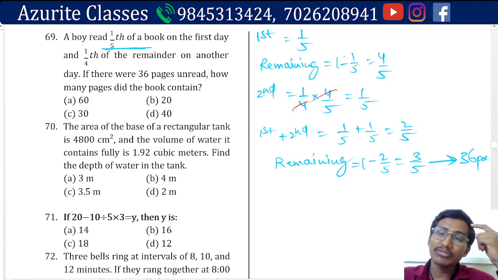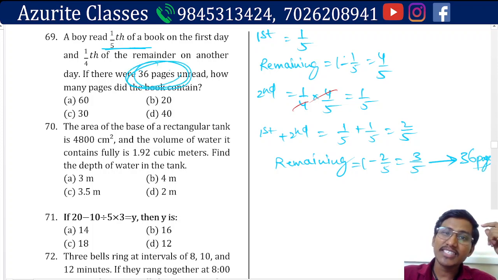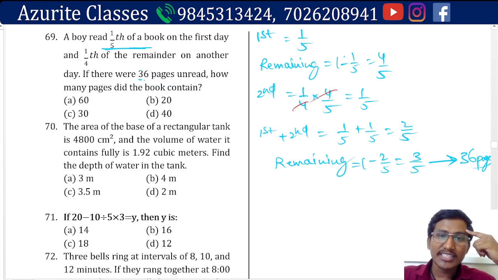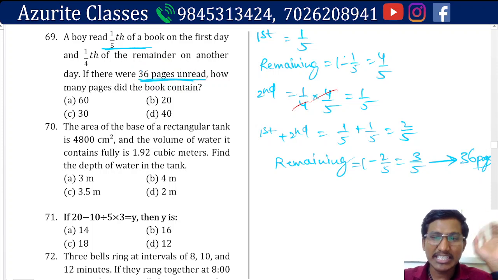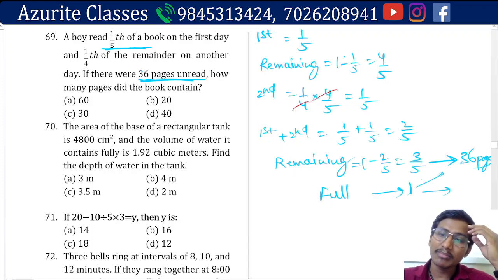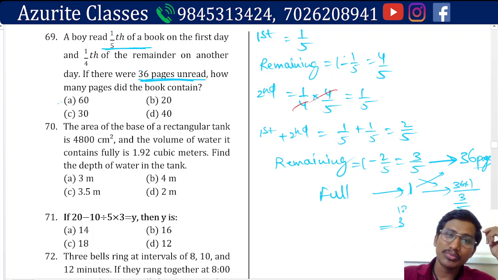They have given 36 pages, right? So 36 pages is 3 by 5, and the full will be 1. How many pages will that be? You have to cross multiply. So 36 into 1 divided by 3 by 5. Then reciprocal, 36 into 1, that is 36 only, into 5 by 3. So 3 12s, and 12 5s is 60 pages will be the answer. 60 pages is option A.